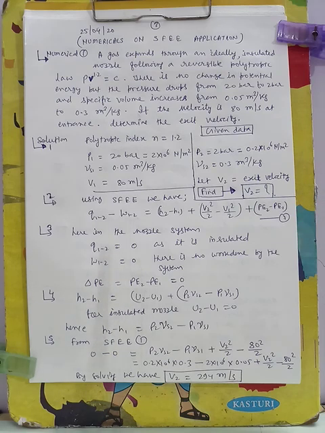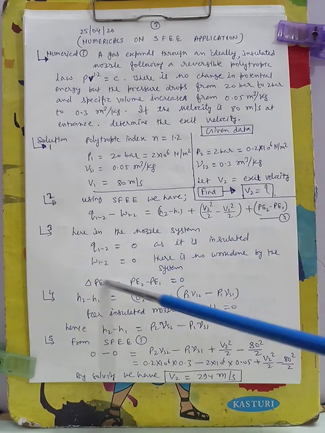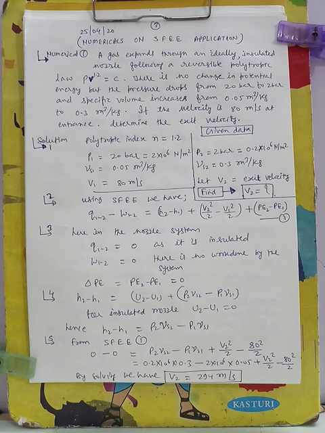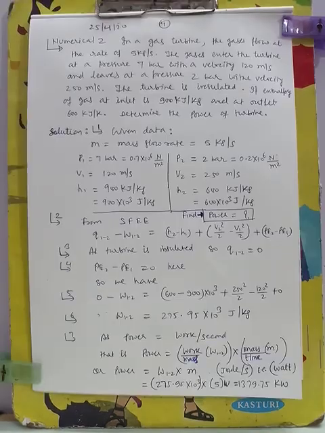What is important here? We must know that for the nozzle Q12 is 0, W12 is 0. Otherwise, unless we know that these things will be 0 here, we will not be able to solve this problem. So in this way we can solve the problem. Let us see one more problem.